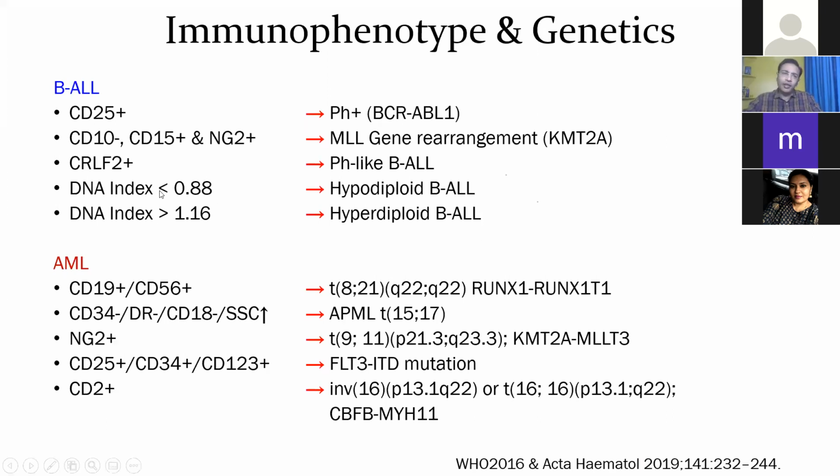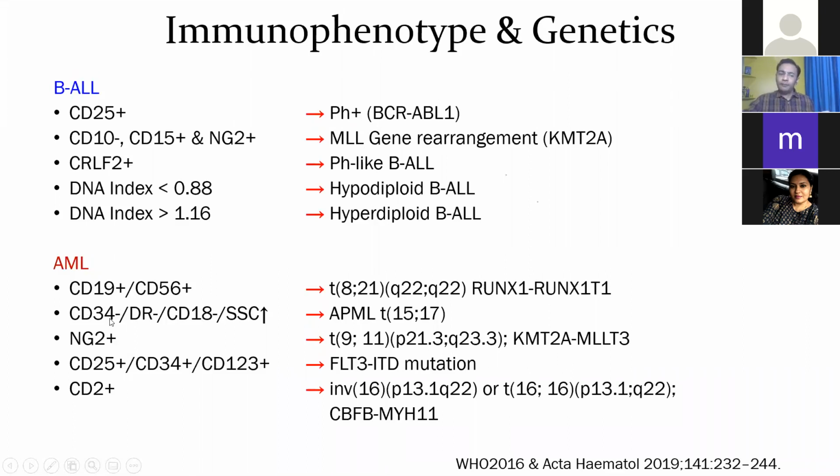For example, CD25 positive B-ALL usually indicates Ph positive B-ALL or Ph-like ALL. Almost 90% correlation. If you have CD10 negative, CD15 positive, but NG2 positive, MLL gene rearrangements are in. CRLF2 positive, Ph-like ALL. If the DNA index, for practical purposes, is less than 0.88, we take it as hypodiploid, and a DNA index more than 1.16, we take as hyperdiploid. Same way, in AML, if CD19 and CD56 are positive, it indicates 8;21 translocation.